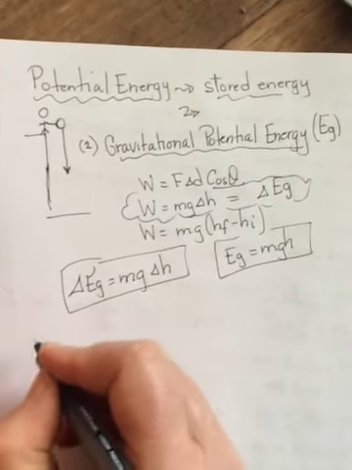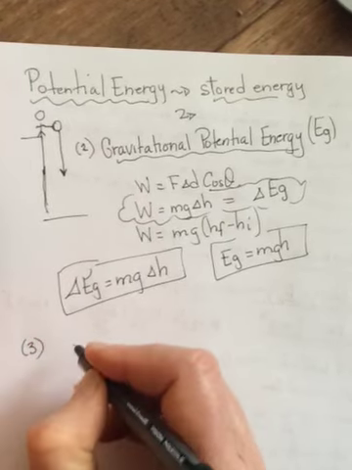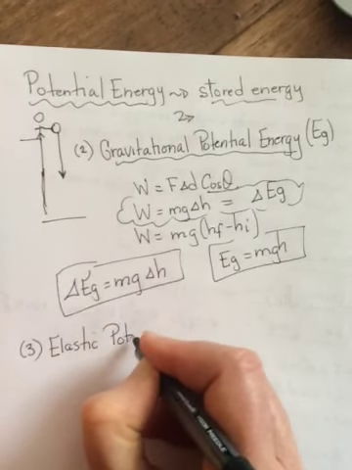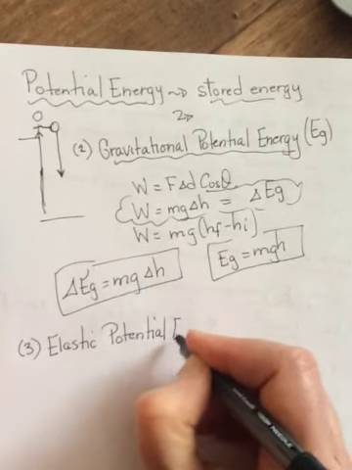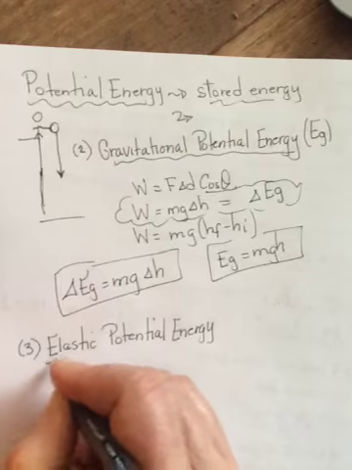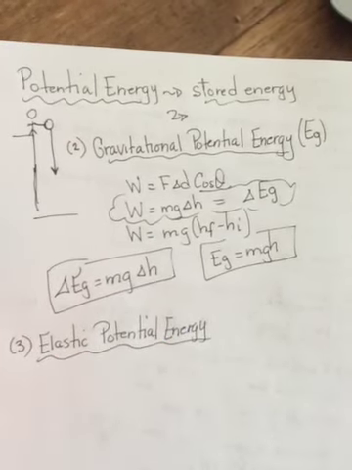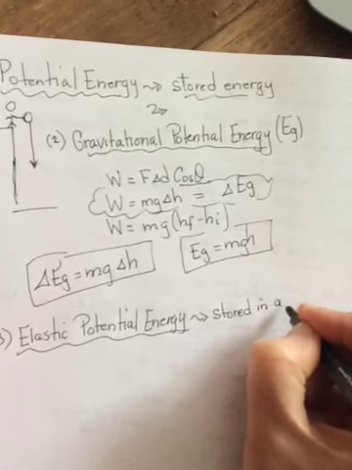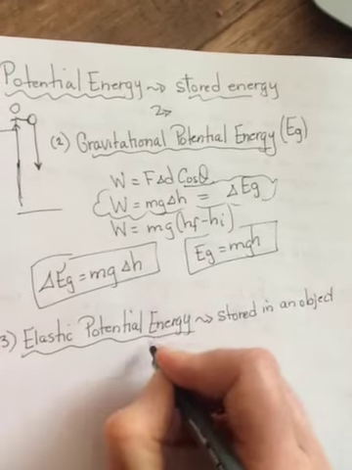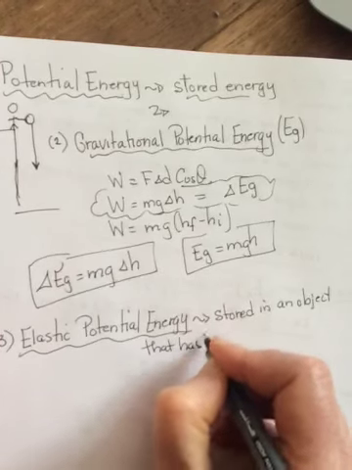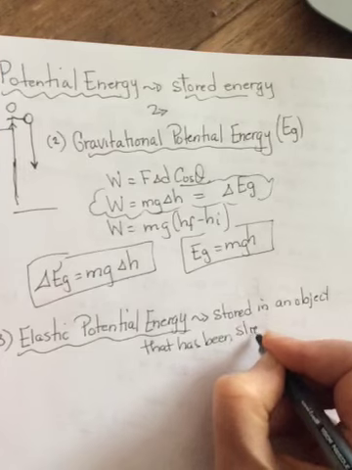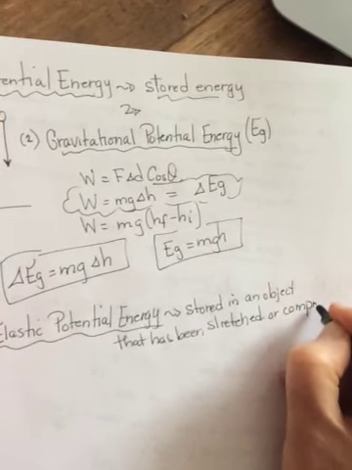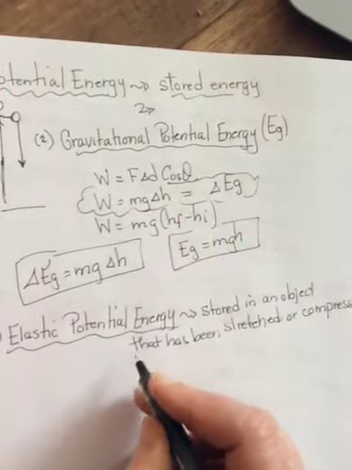There's a second type of potential energy that we're going to look at, and it's our third energy. It's called elastic potential energy. It's the energy that's stored in an object that has been stretched or compressed. And as I'm writing this, I realize I didn't write anything up there for gravitational for you. Okay, I'll go back to that in a second.